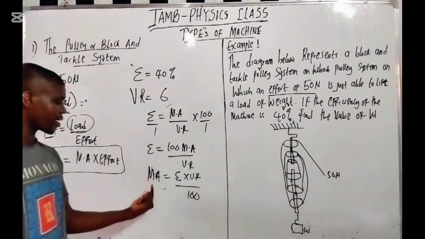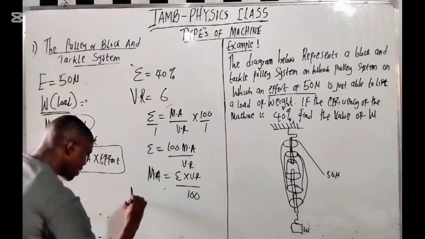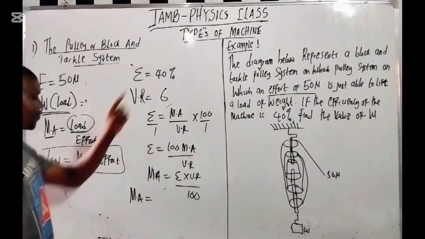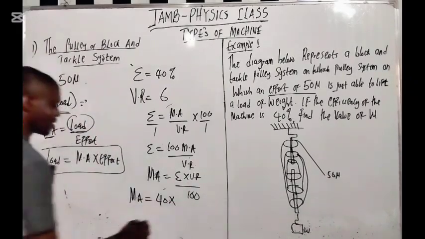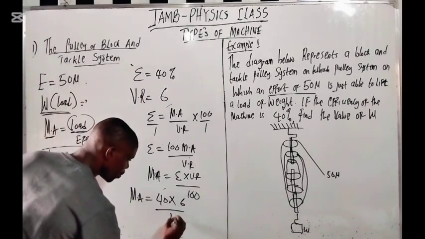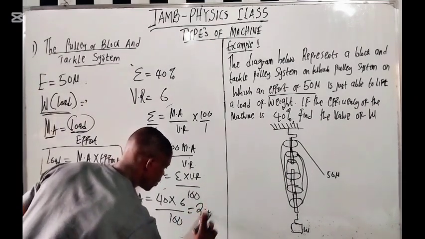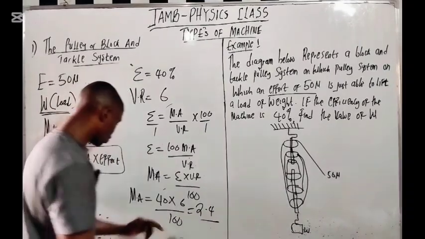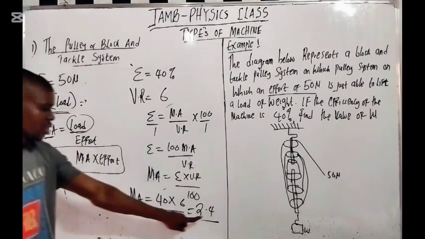So now let's substitute our values. My mechanical advantage equals my efficiency, 40, times my VR, 6, over 100, which is 2.4. So my mechanical advantage equals 2.4.